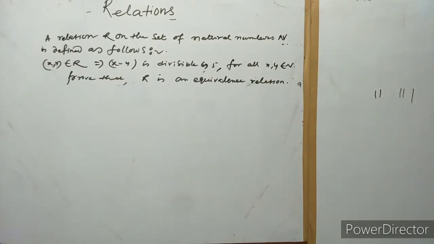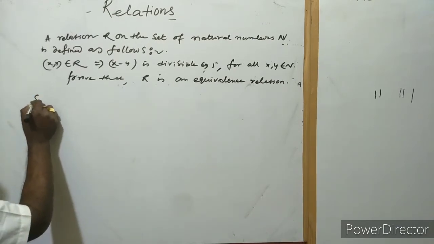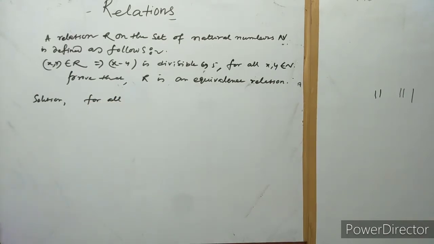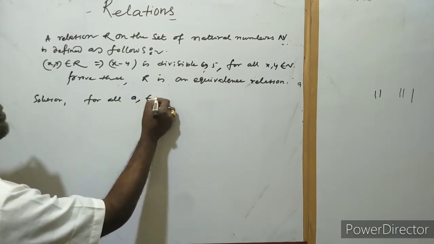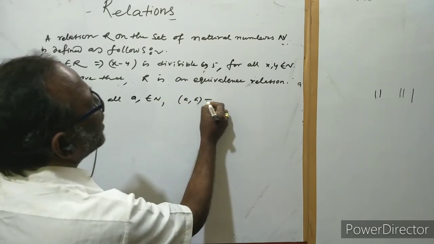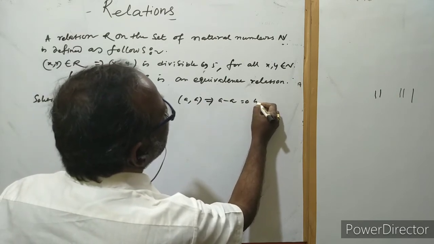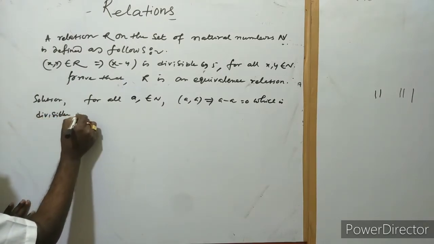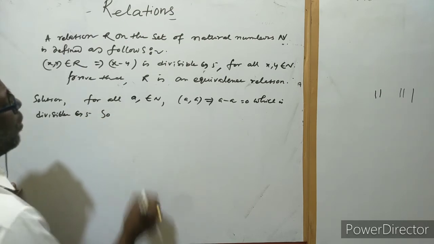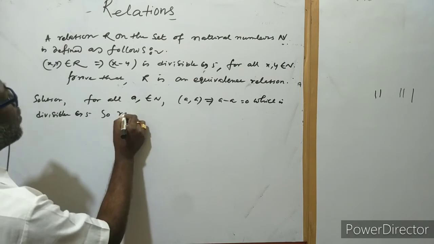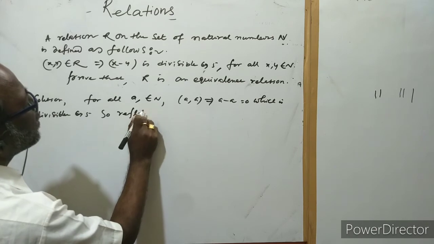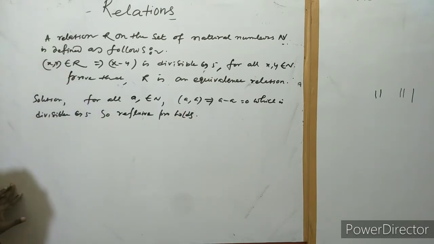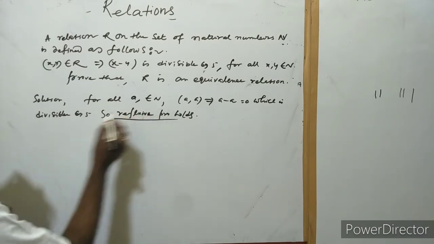Okay, so for that, see here, for all natural numbers, for all natural numbers like a belonging to N, if we take here a comma a, that implies that a minus a equals 0, which is divisible by 5. So the reflexive property holds.